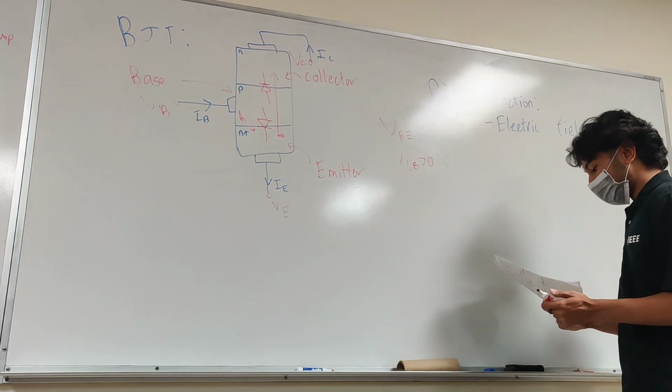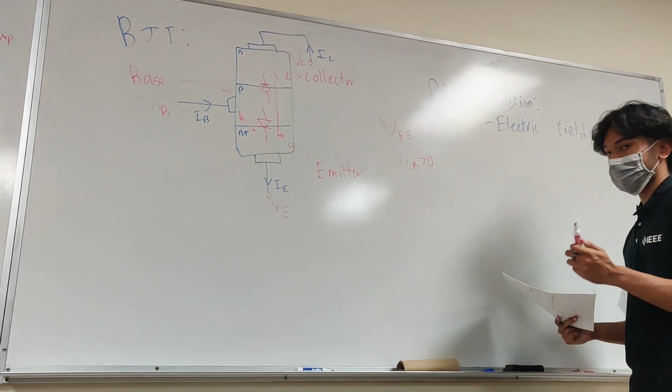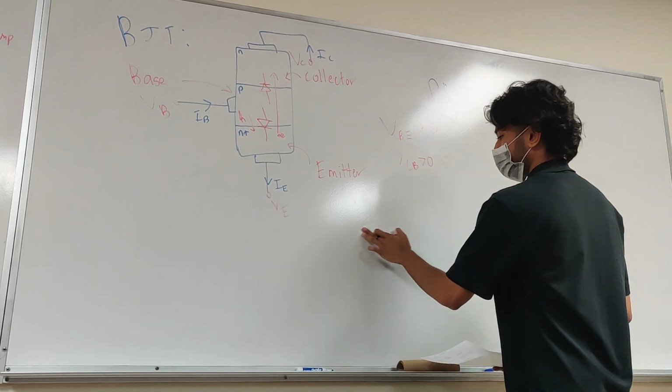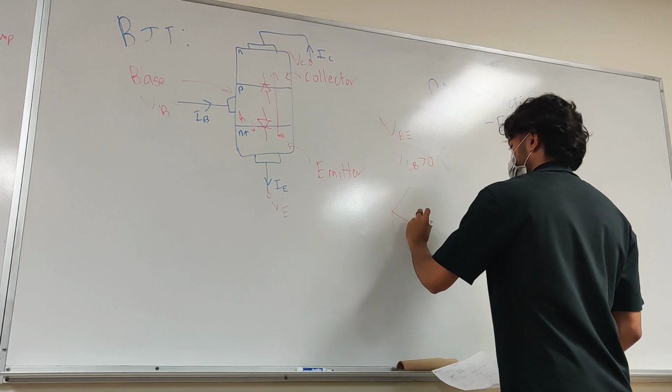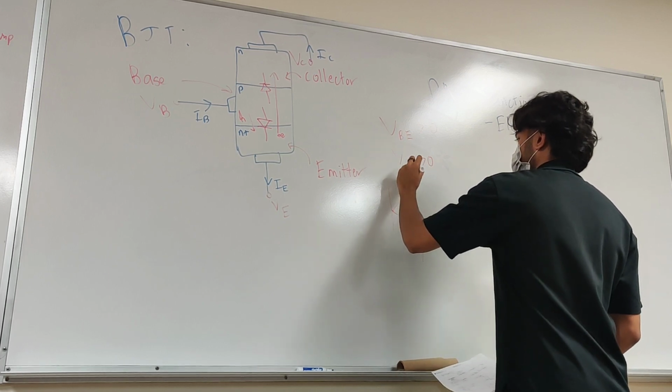Okay? So what kind of happens here? I'm just going to write down a few equations, and then we can talk about it. Okay? So this is what our device looks like. This is a circuit model for it.